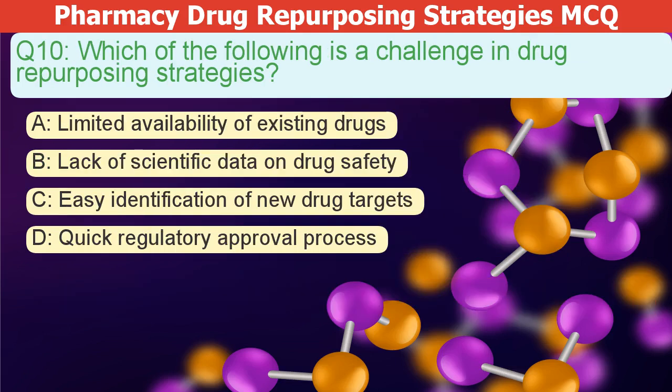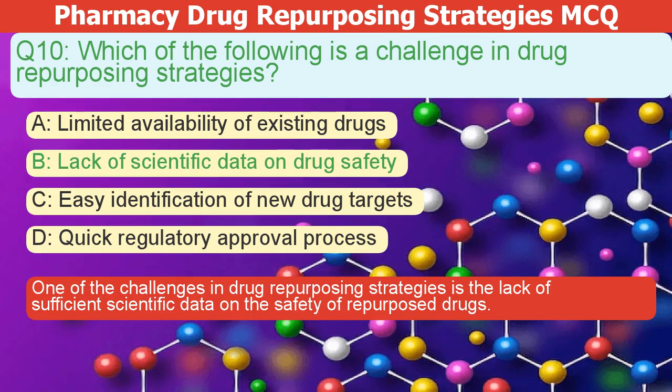Which of the following is a challenge in drug repurposing strategies? A. Limited availability of existing drugs. B. Lack of scientific data on drug safety. C. Easy identification of new drug targets. D. Quick regulatory approval process. The correct answer is B. One of the challenges in drug repurposing strategies is the lack of sufficient scientific data on the safety of repurposed drugs.